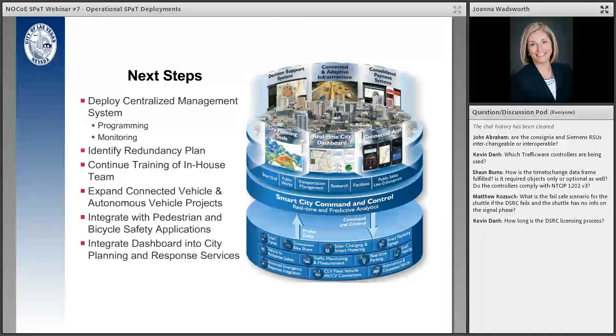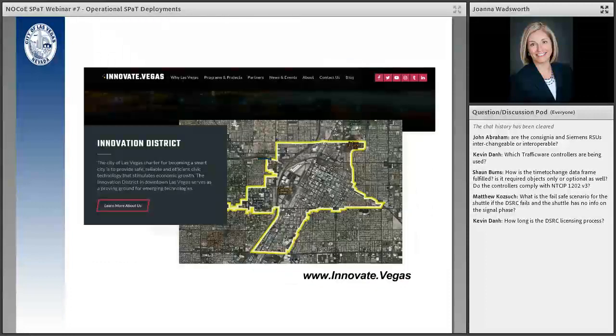And finally, we want integration of the connected vehicle dashboard into our planning process and our response services, and to provide logins for our city team so they can make use of the data.